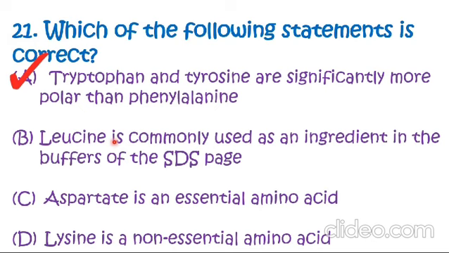Because why? The relative polarity of these amino acids, tryptophan and tyrosine, is due to the presence of a polar functional group in the side chain of tryptophan as well as in tyrosine. That's why option A is the correct answer.